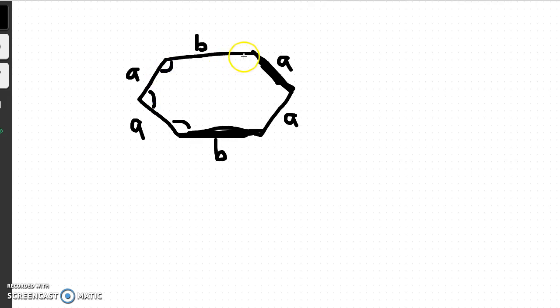So what do all the angles in a hexagon add up to? Well, in a triangle they add up to 180, in a quadrilateral 360, in a pentagon 540. So in a hexagon it's 720, and 720 divided by 6 means every angle there is 120 degrees.